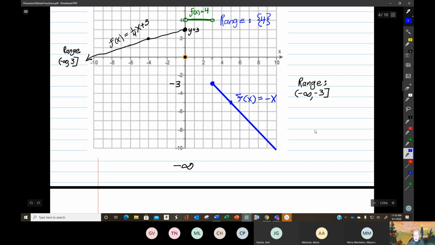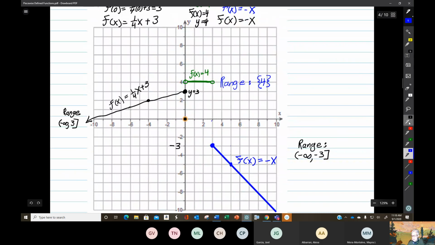The range for the overall function, which is f of x. The range of f of x is negative infinity to 3, unioned up with the set that holds the number 4 and nothing else. Sometimes these things get really weird. And that, if we were only looking at y values, if we were looking at a computer that only sees y values, that would be the range of this function. Yes, it would.